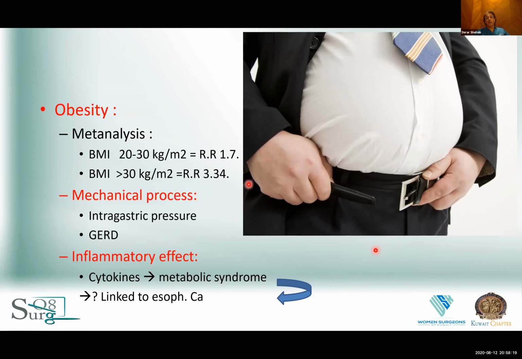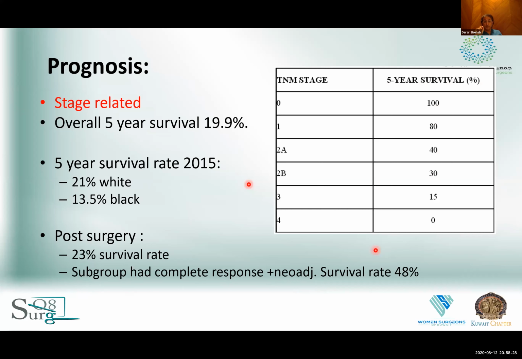Before we talk about the treatment or workup of those patients, I would like to mention something about their prognosis. The prognosis of esophageal cancer is stage related. As I said earlier, the 5-year survival is about 19% to 20%. The prognosis is improved after surgery, especially for those who receive chemo or radiotherapy or neoadjuvant therapy. Those are subgroups with complete response. The survival rate may double to 48 or 50%. For patients with stage 0 or stage 1, the 5-year survival is probably between 80 and 100%. But the worse the stage, of course, the survival will be next to nothing, especially in stage 4.